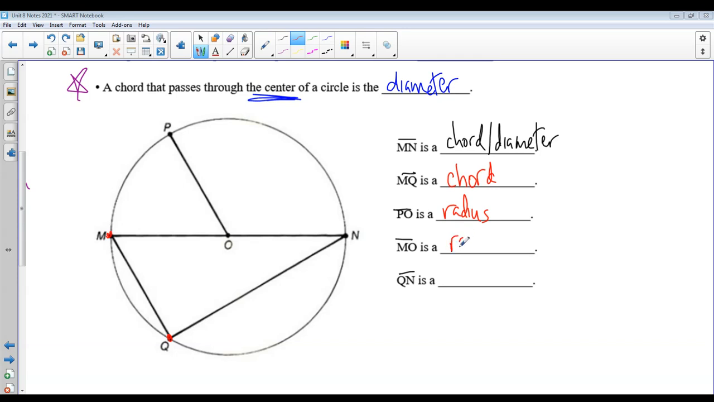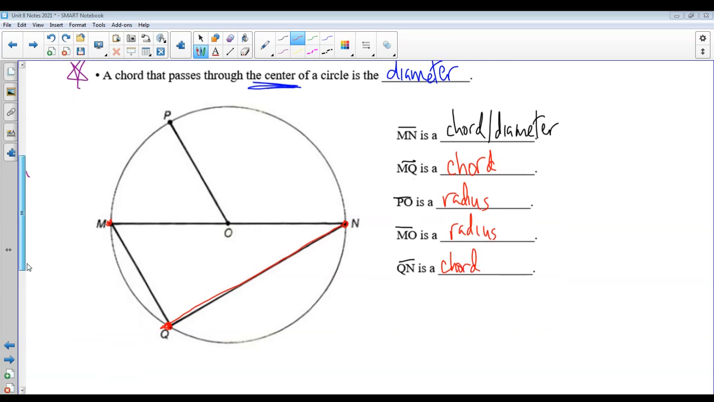MO is also a radius, so obviously we can have more than one radius in a circle. QN, one end is on the circle, the other end is on the circle, that's another chord. All right, so important vocab for this unit.